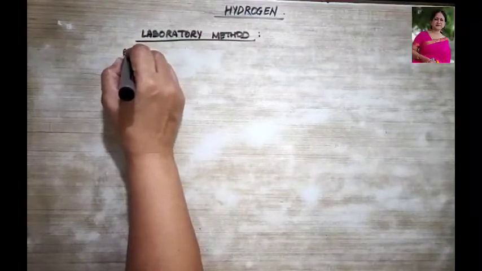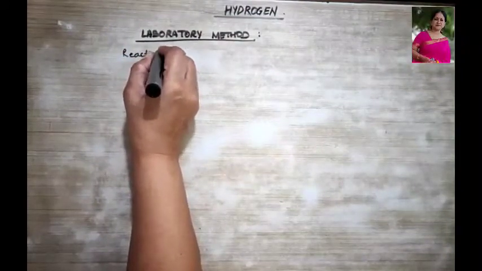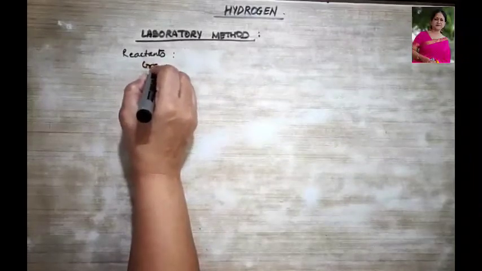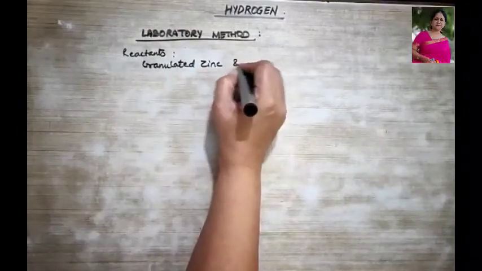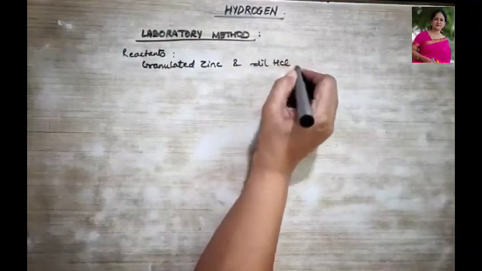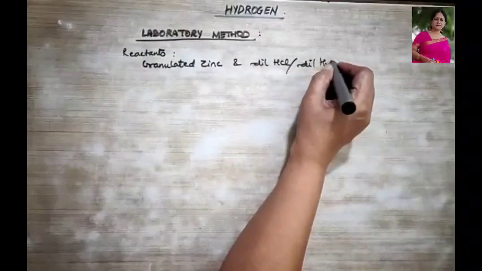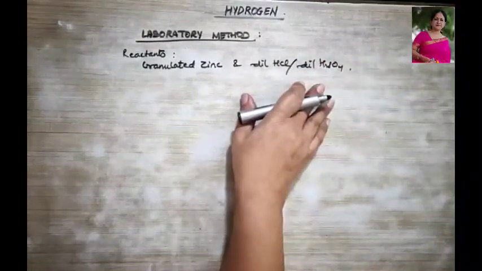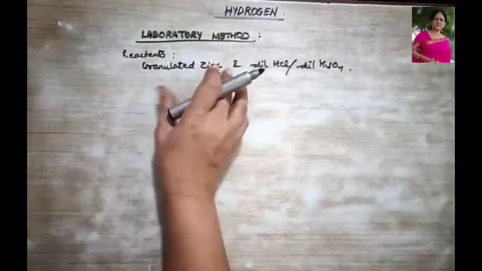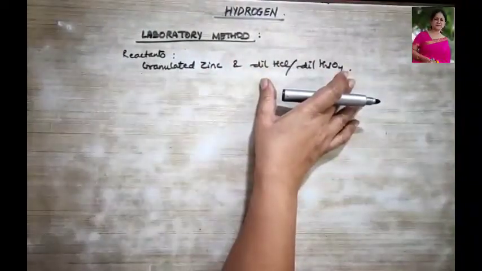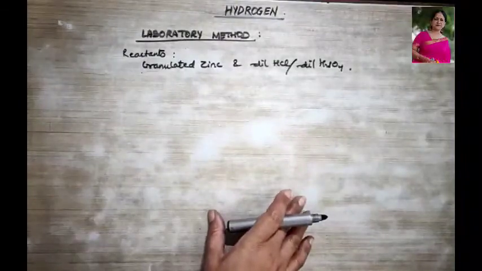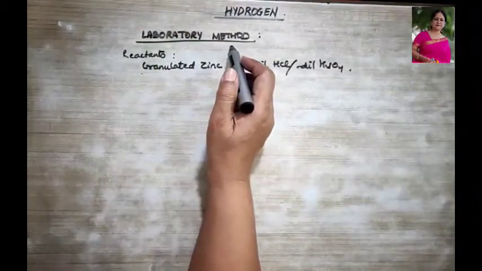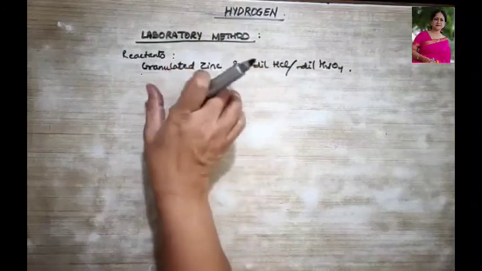So what are the reactants used for the laboratory preparation of hydrogen? The reactants used are the granulated zinc and dilute HCl or dilute H2SO4 acids, right? Now, why do we use granulated zinc and why do we use dilute HCl and dilute H2SO4, not dilute HNO3? So, before I begin with the explanation of laboratory preparation of hydrogen, let us first understand.